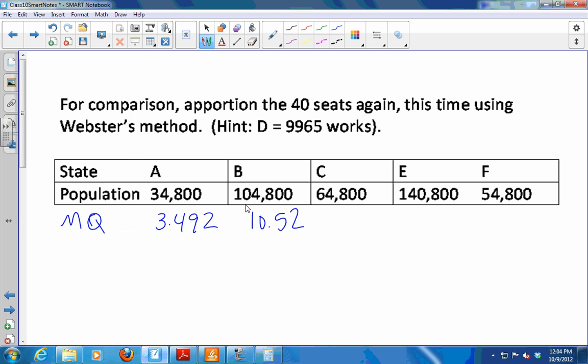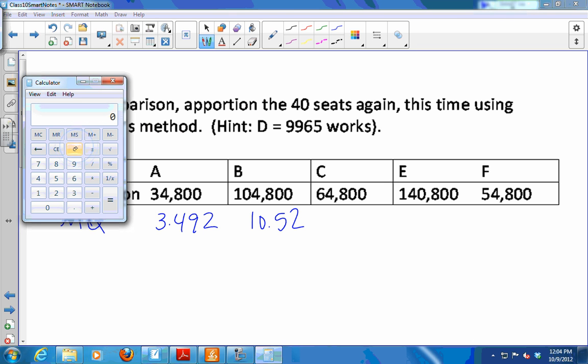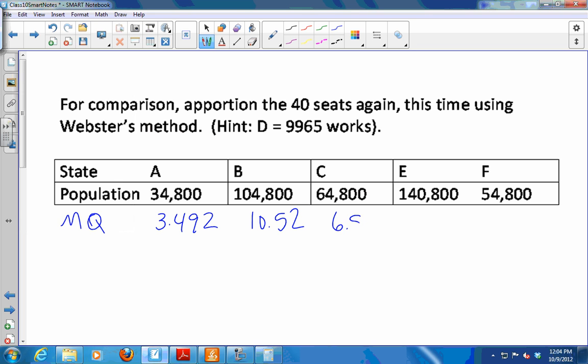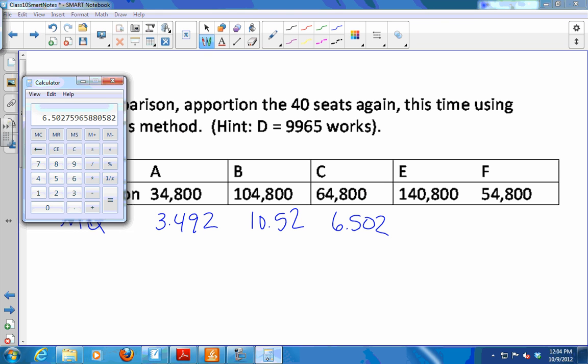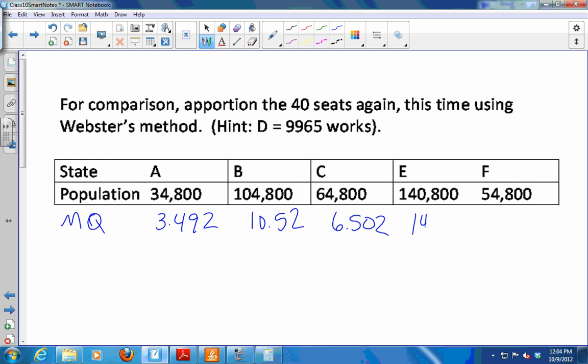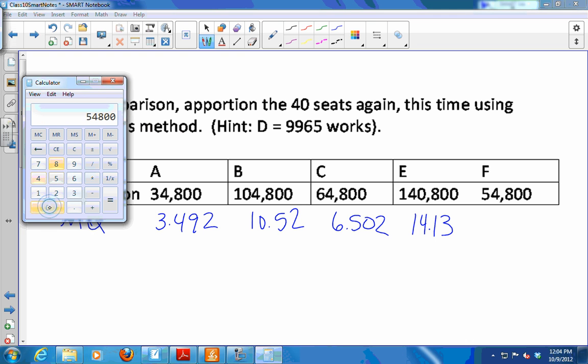10.52. 6.502. 14.13. And then 54,800 divided by 9965, and I get 5.499.